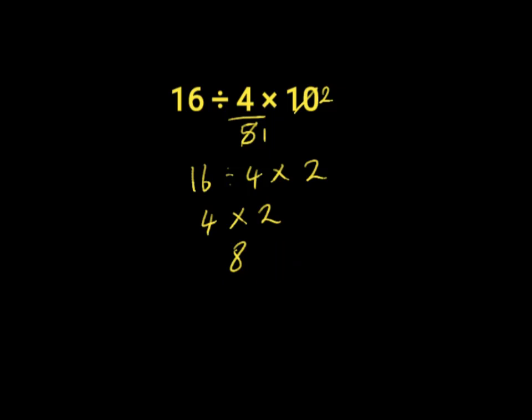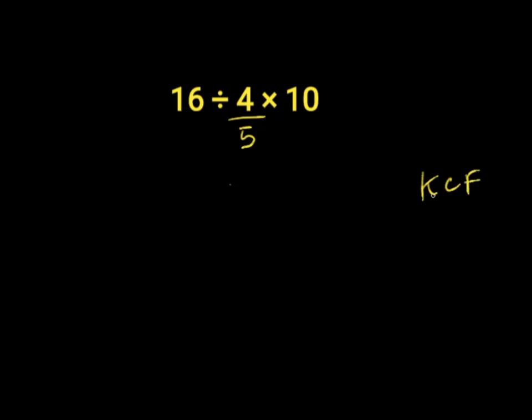Let us have the right answer to this question. First of all, we are going to solve 16 divided by 4 over 5 using the rule of KCF. K stands for keep, C stands for change, and F stands for flip. We are going to keep 16, change division to multiplication, then flip 4 over 5 to 5 over 4. Then bring down our 10 here.